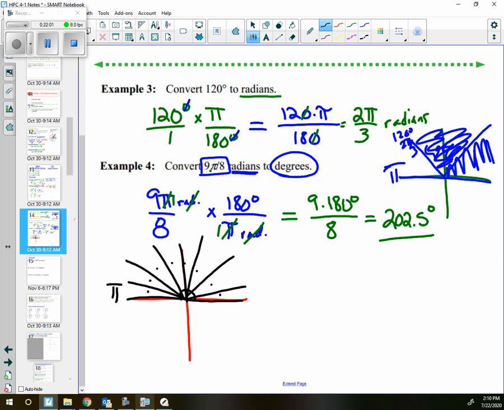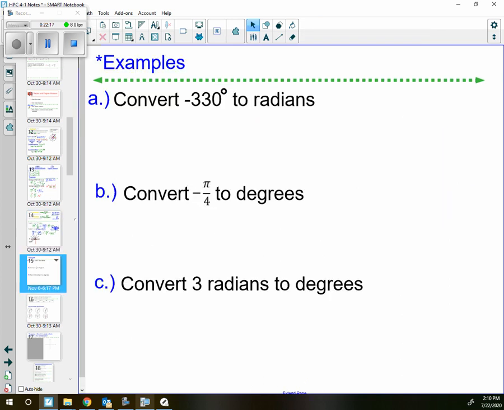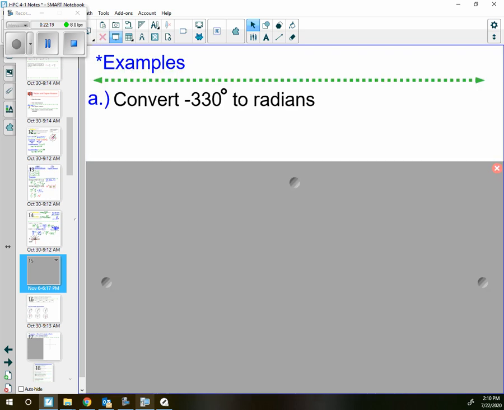9 pi over 8 then means I need to go one more slice. So I'm into quadrant 3. Does that seem reasonable for 202.5 degrees? Sure thing. So always think about the picture that goes with it for radians. It really does help understand those fractions. All right, let's do a few more conversions just to make sure we understand a couple of the little pieces here.